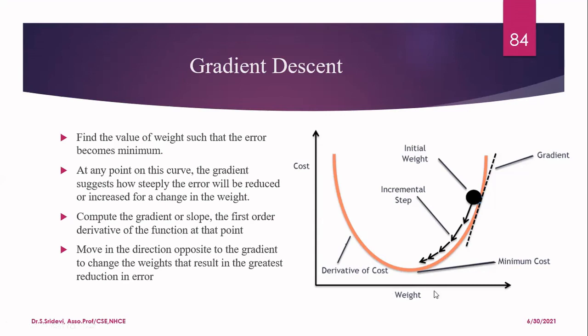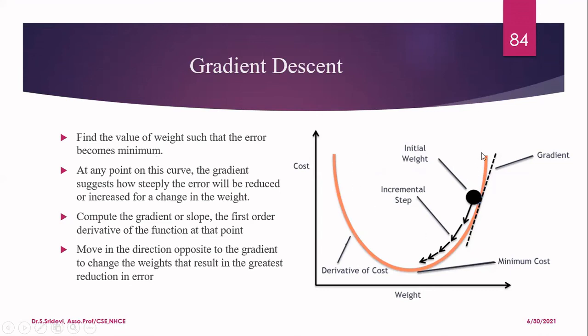We cannot learn this in one iteration. It will take many iterations to learn the optimal weight. Our aim is to learn the optimal weight. The optimal weight corresponds to the minimum cost, because cost is related to error. So we need to find the optimal weight now. With the help of gradient descent, we are going to do this. Find the value of the weight such that the error becomes minimum.